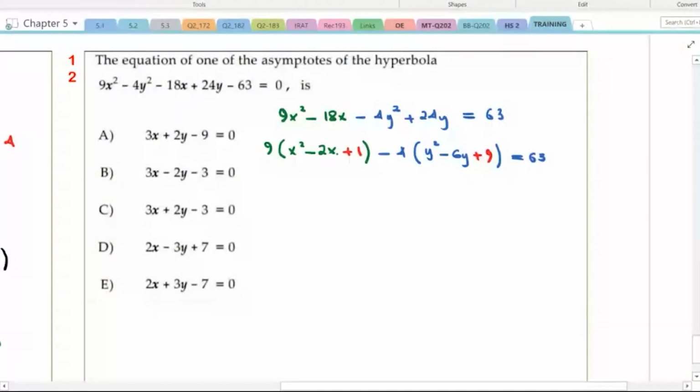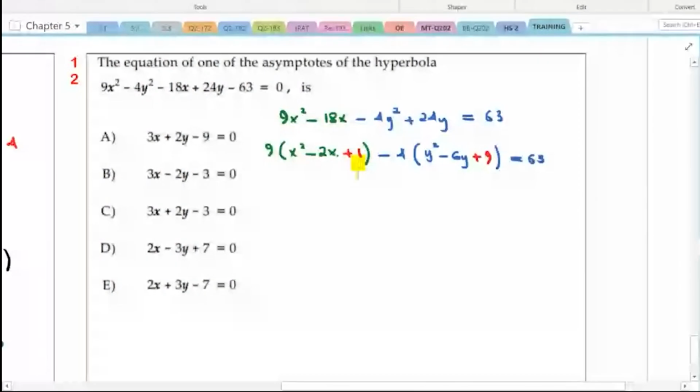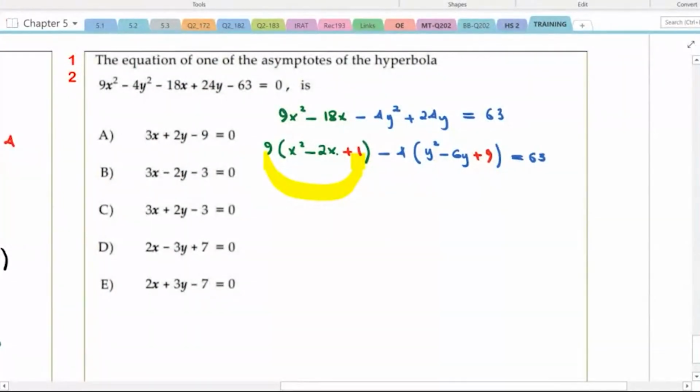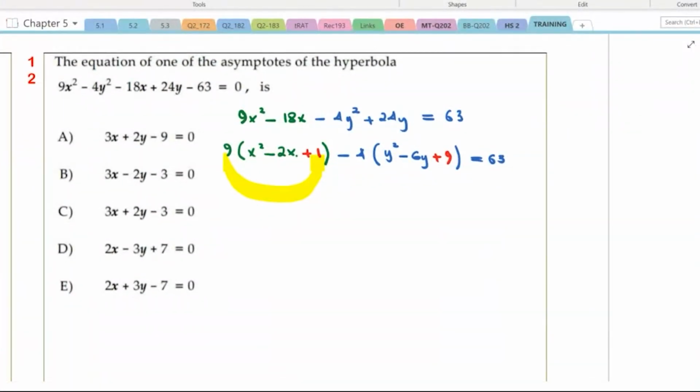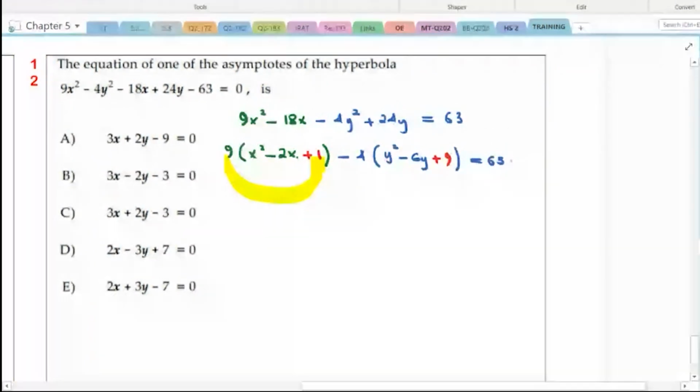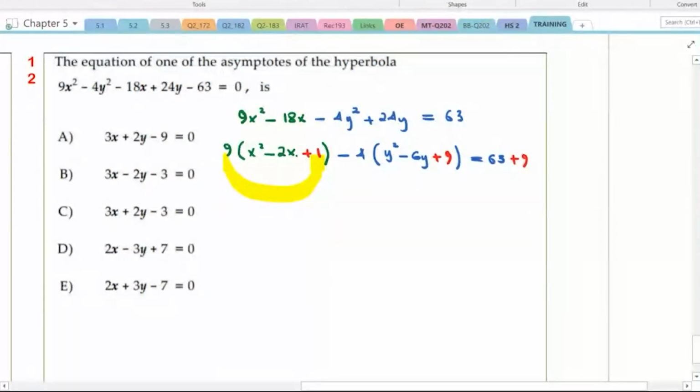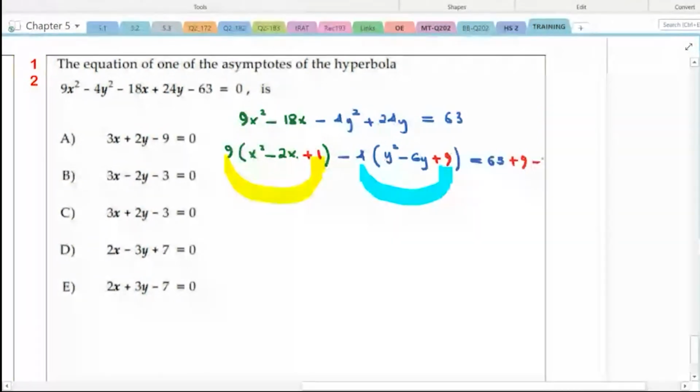Now here, gentlemen, observe that we added 1. But this 1 is actually multiplied by 9. So we are going to add here on this side plus 9. And here, we added 9, but 9 is multiplied by negative 4, which is going to be minus 36.